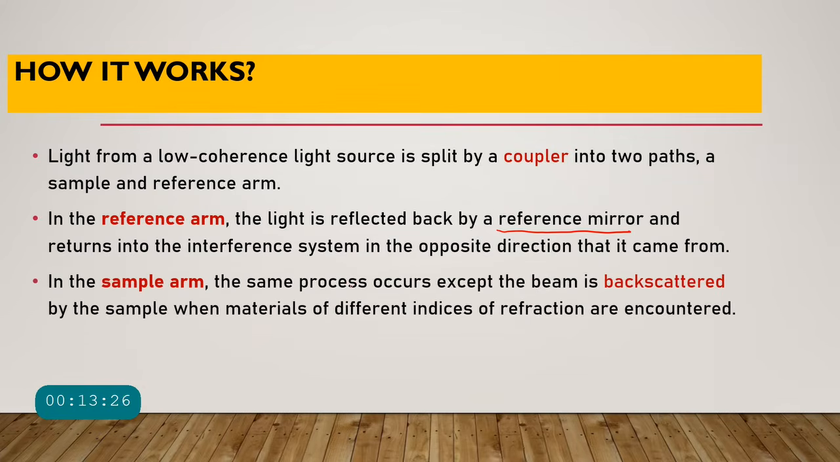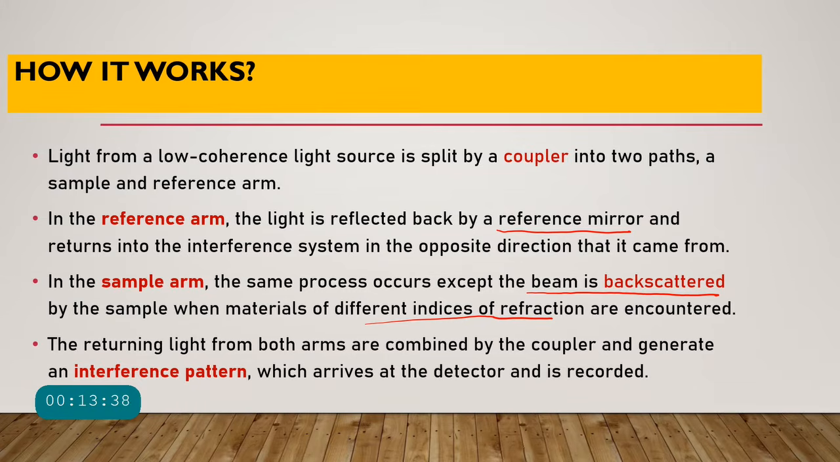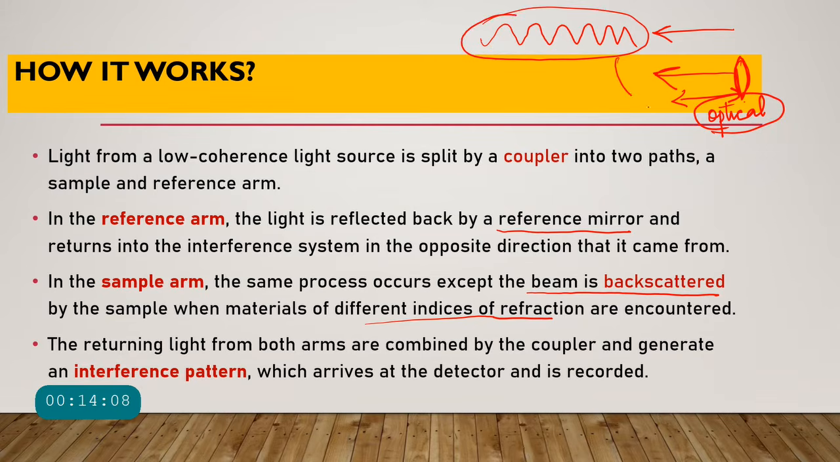So in the sample arm, the same process occurs, except that the beam will now be backscattered by the sample when materials of different indices of refraction are encountered. Now the returning light beams, the one coming from the sample and the one coming from the reference, are going to undergo interference. And mind you, interference will always occur when the optical path traveled is equal in both the sample and the reference arm. And since we have a reference mirror like here, and we already know the optical path length of this reference mirror, whenever we get an interference signal, we know which length is present.